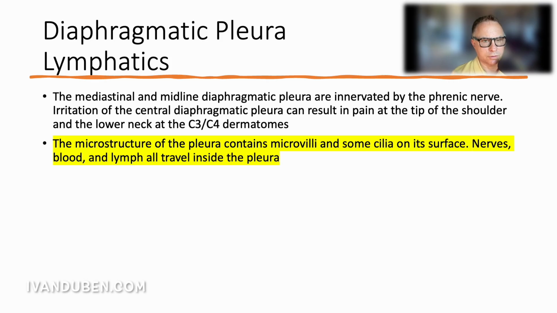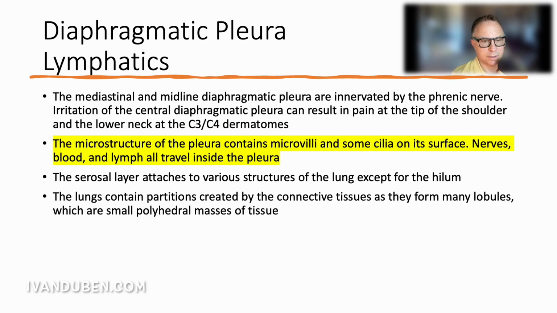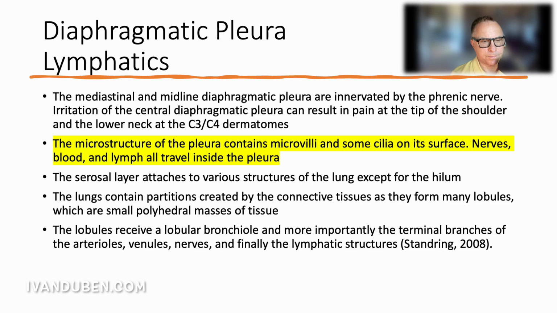The microstructure of the pleura contains microvilli and some cilia on its surface. Nerves, blood, and lymph all travel inside the pleura. The serosal layer attaches to various structures of the lung except for the hilum. The lung contains partitions created by the connective tissues as they form many lobules, which are small polyhedral masses of tissue. The lobules receive a lobular bronchiole and, more importantly, the terminal branches of the arterioles, venules, nerves, and finally the lymphatic structures.